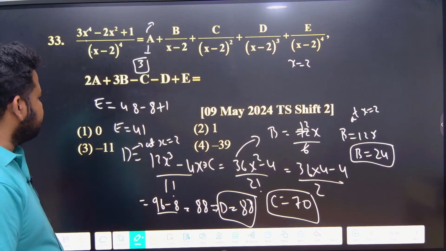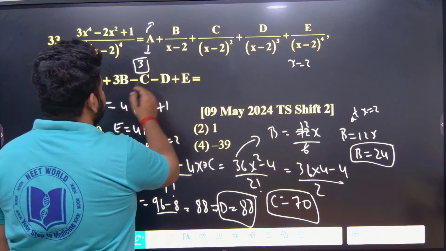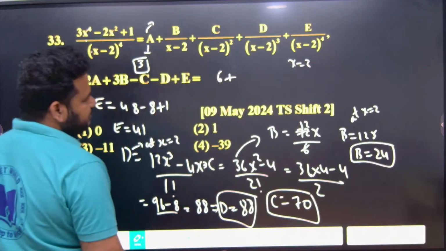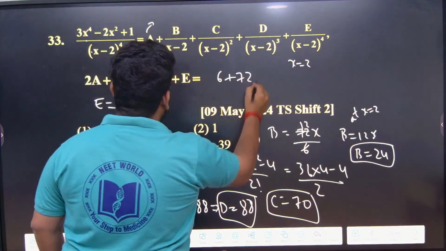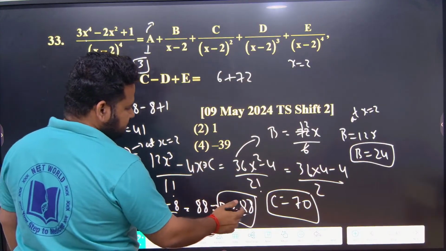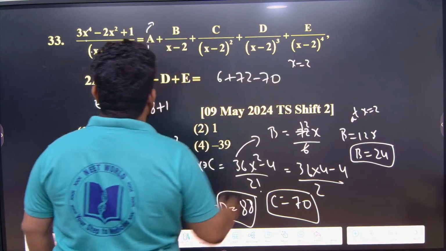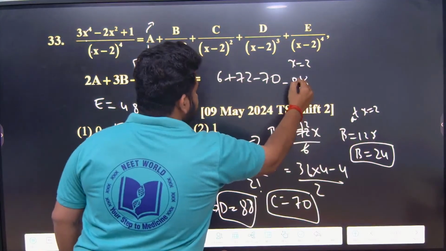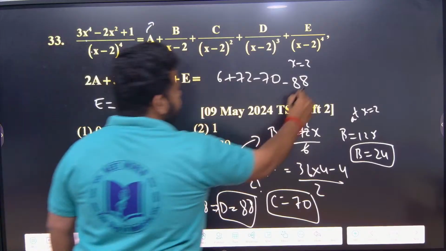Now just substitute these values, and you will get the answer. So 2a, with a equal to 3, means 2 threes are 6, plus 3b, 24 into 3, is 72, minus C. C value is minus 70. Minus D. D value is minus 88, plus E value. E value is 41.